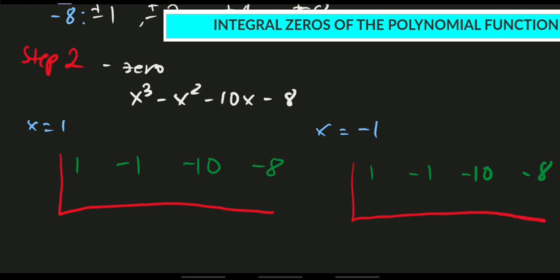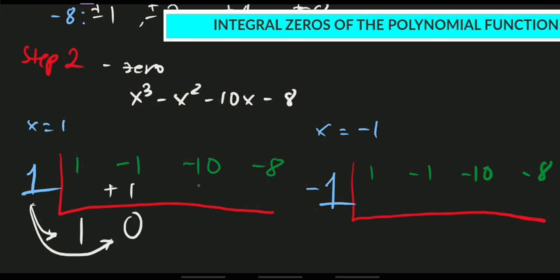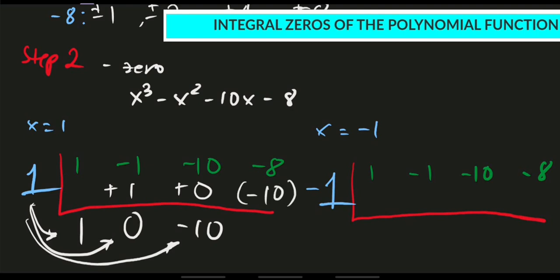For our first value, we have x as 1. And for the second value, we have x as negative 1. If x is equal to 1, bring down 1. 1 times 1 is 1. And then add the values. 1 plus negative 1 is 0. 1 times 0 is 0. Negative 10 plus 0 is negative 10. 1 times negative 10 is negative 10. And then add. Negative 8 plus negative 10 is equal to negative 18.